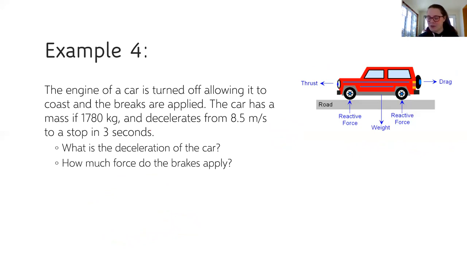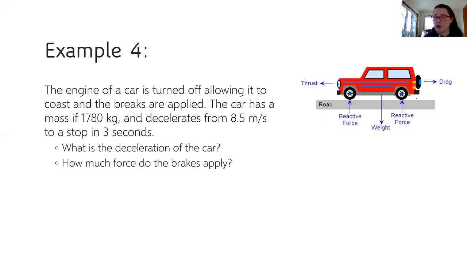All right. This example, we're going to modify our picture a little bit. The engine of a car is turned off, allowing it to coast, and the brakes are applied. The car has a mass of 1,780 kilograms. It decelerates from 85 meters per second to a stop in 3 seconds. What's the deceleration of the car? And how much force do the brakes apply?